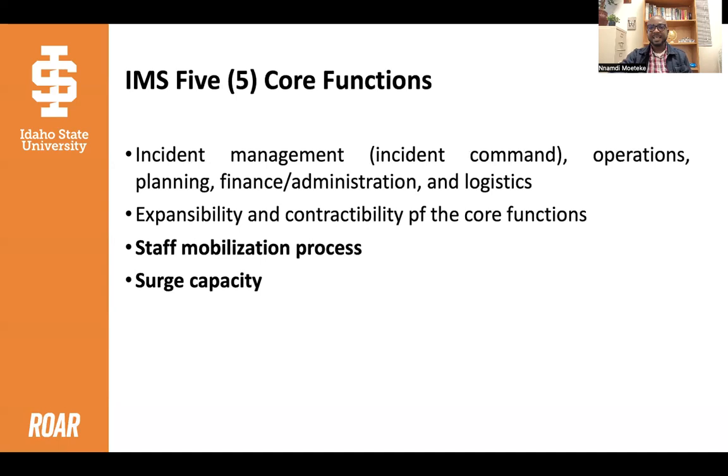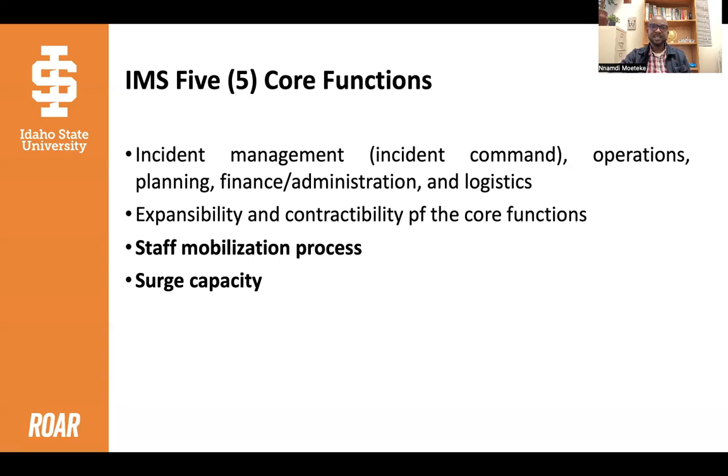And the incident management system is based on 5 core functions. And these are incident management or incident command, operations, planning, finance and administration, and logistics. So these core functions expand and contract to the size, scope, and complexity needed to appropriately support an emergency response.